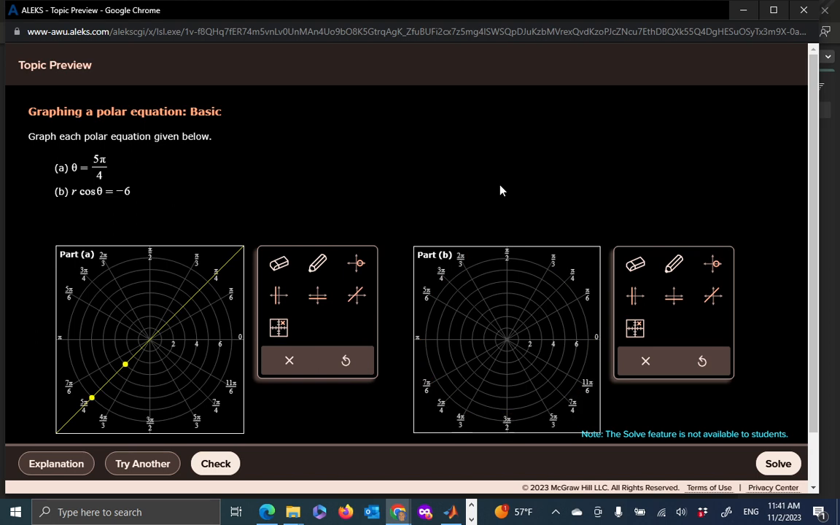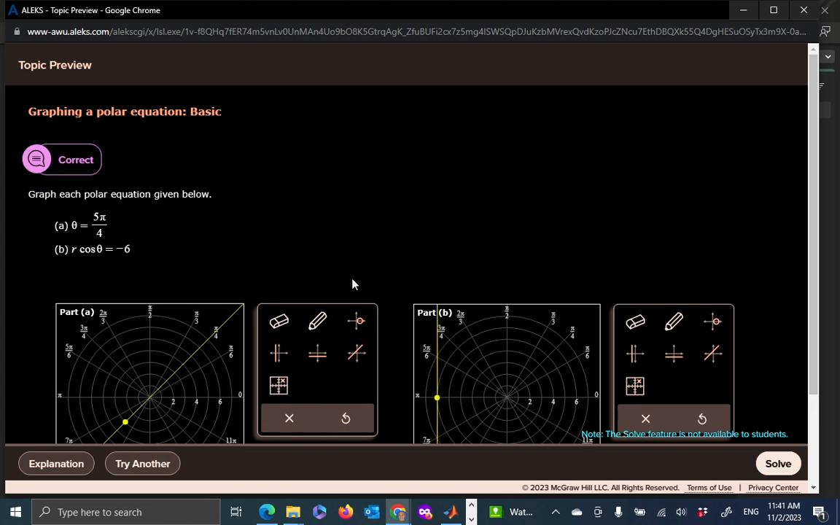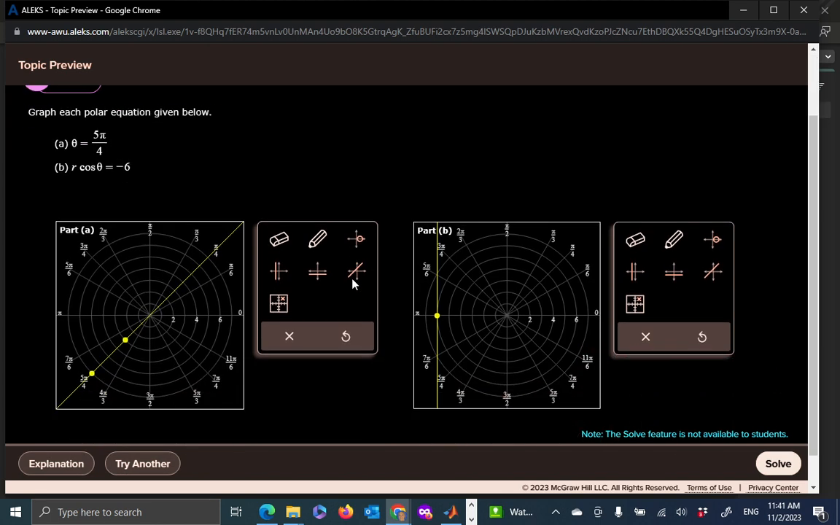Now here in part B, our cosine is -6. We said that means x is equal to -6. X equal to -6 is a vertical line, so I want to take that line somewhere. I know this is a circle of radius 6, so I go as far as that one, and that is my graph. And let's check to see if you are on the right track or not. Hopefully I have it right. Okay, so as simple as that.